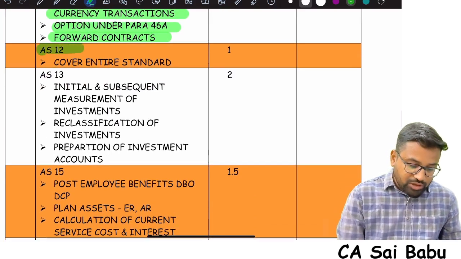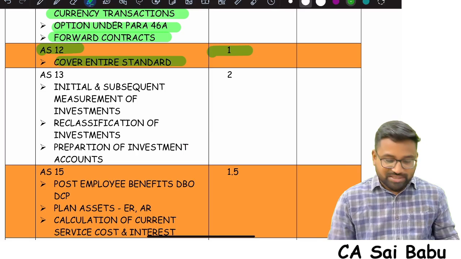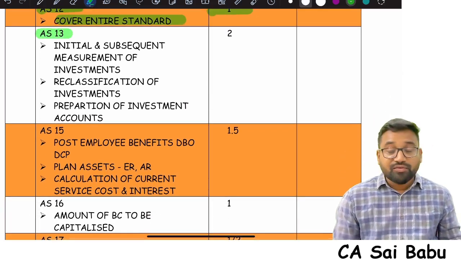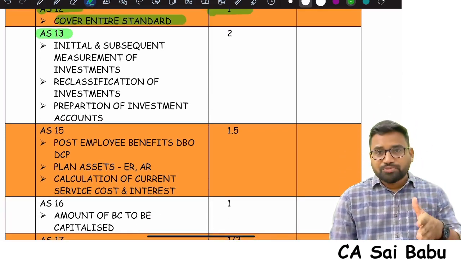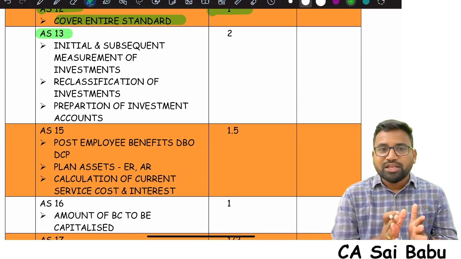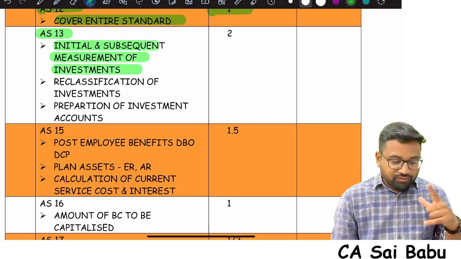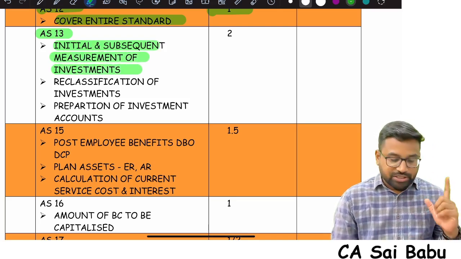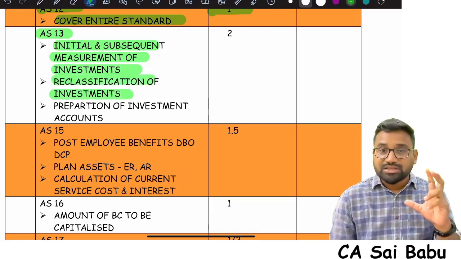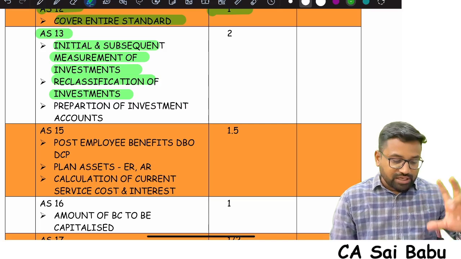And AS12, government grants, try to cover the entire standard, very simple. AS13, sir, investment accounts. See, when it comes to investment accounts, sir, how investments will be initially measured, initial as well as subsequent measurement of investments. Very, very important. Current investments, long-term investments, and also reclassification of investments. This is one area they're quite frequently testing from AS13.